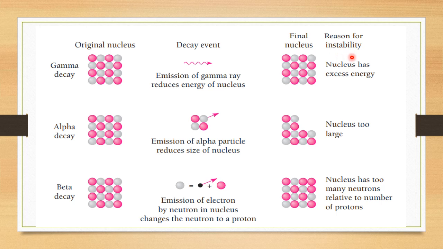The reason for instability, why this original nucleus is transformed into this one, is that the nucleus has excess energy. That energy is liberated in the form of gamma radiation.